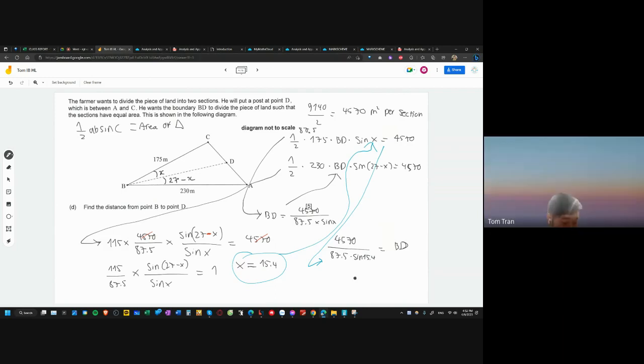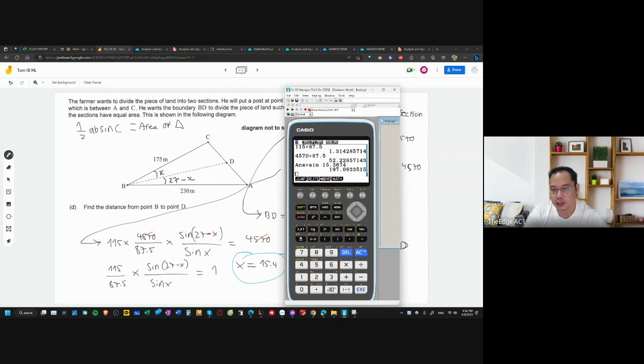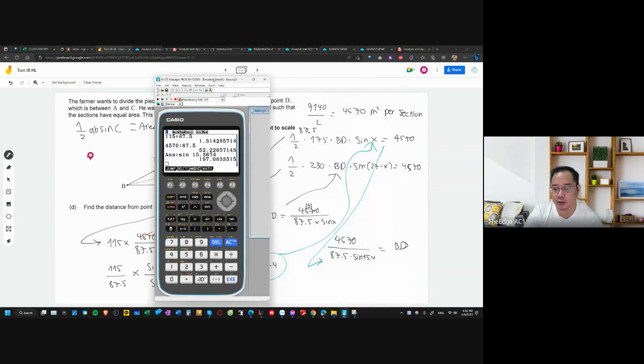So this is like copying the entire number. If I take the rounded value of 15.4, 4,570 divided by 87.5, and sine of 15.4, I think that little rounding does not affect much because it is a small value. And also you can round to 197, which is correct compared to the marking scheme.